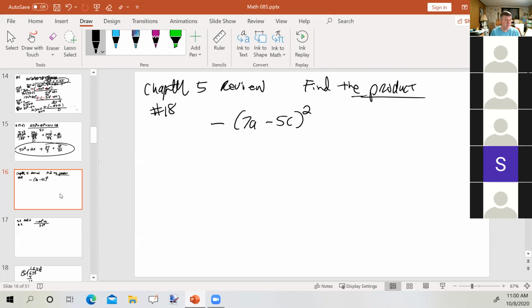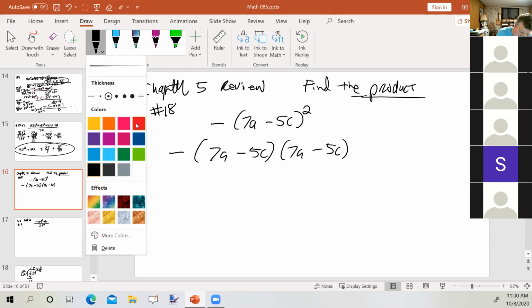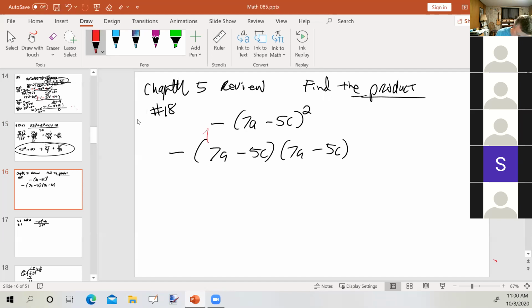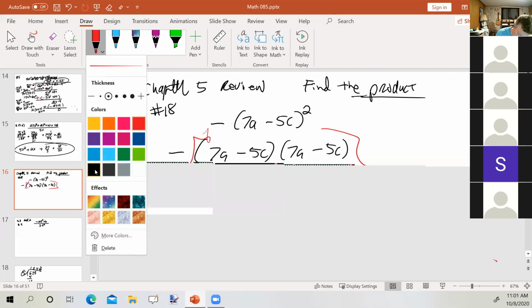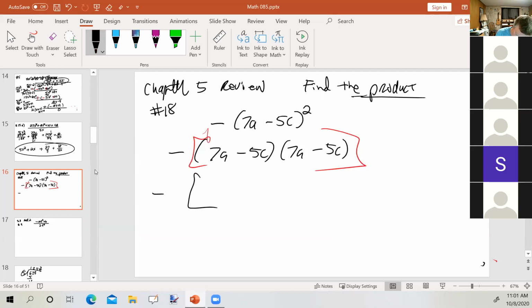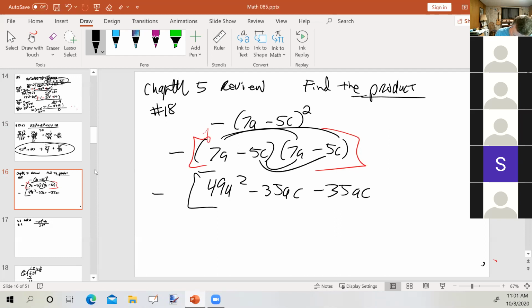So we've been dividing up until now. This is in the chapter review going back a few sections. So this is like having a negative sign times 7a minus 5c times 7a minus 5c. I'm going to do the FOIL first. So this is going to be 49a squared minus 35ac minus 35ac plus 25c squared.